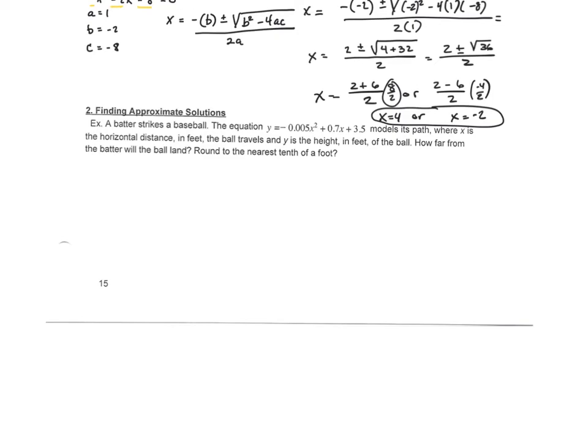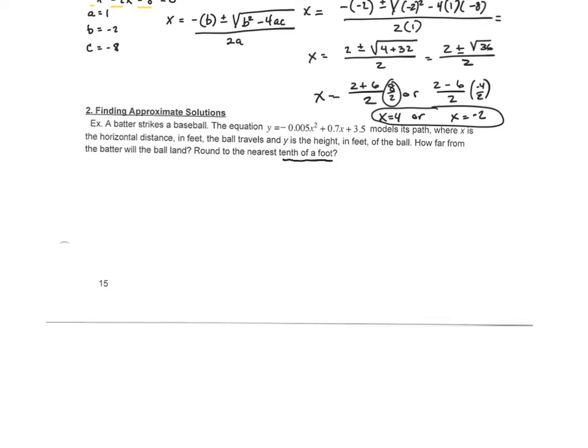So if a batter strikes the ball, the equation is y equals negative 0.005x squared plus 0.7x plus 3.5. And that models the path where x is the horizontal distance in feet. Okay, so x is the feet that the ball travels, and y is the height. And how far from the batter will the ball land, rounded to the nearest tenth of a foot?